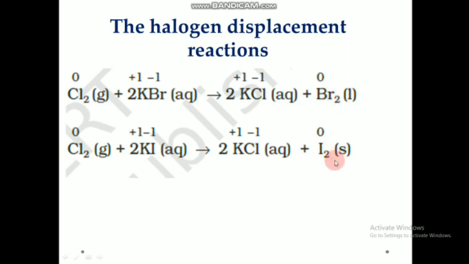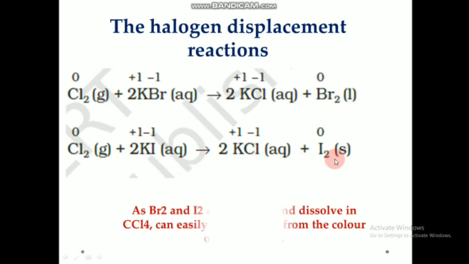This test is also known as the layer test. As Br2 and I2 are colored and dissolve in CCl4, we can easily identify them from the color of the solution. When we dissolve it in CCl4, carbon tetrachloride, we get a particular color. With the color, we identify the presence of the elements which are evolved. So this test is known as the layer test.